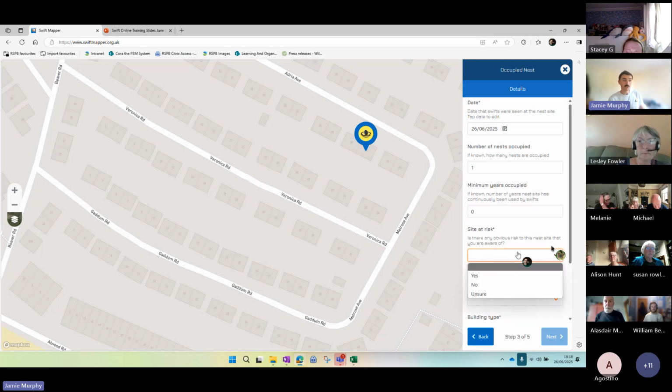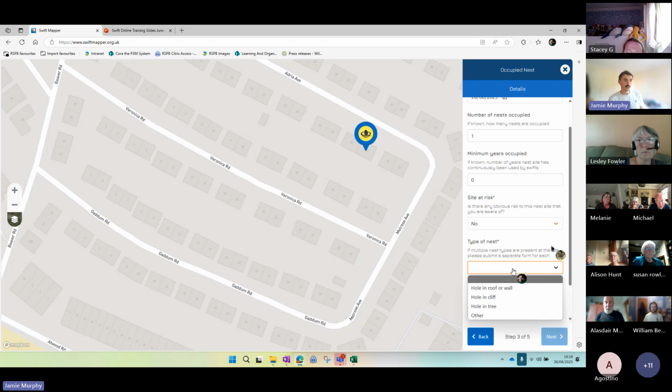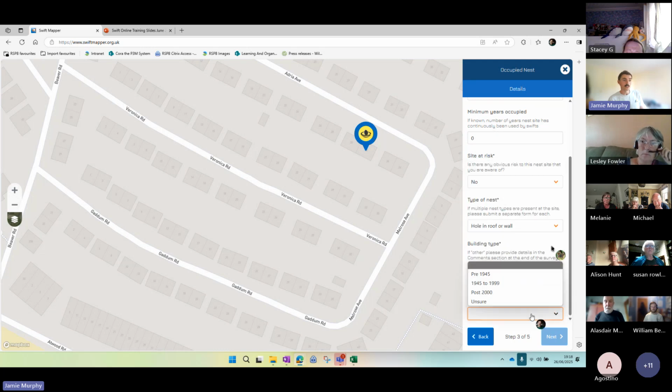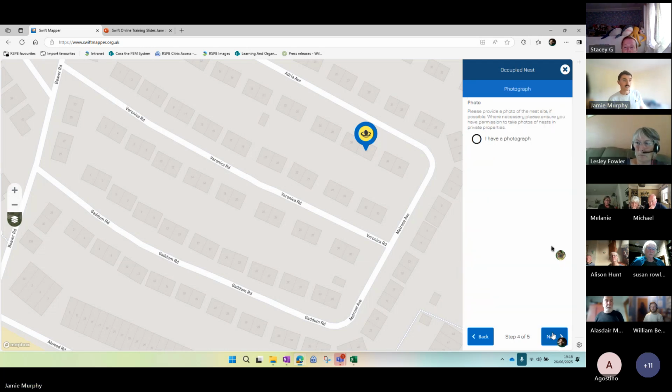It will ask you whether the site's at risk. So is there any scaffolding up or any clear building works going on? If not, you can say no. Type of nest, you're going to be looking for hole in roof or wall. And building type, it just gives you a drop-down list here. So in this case, it'd be a house. And if you know the building age, you can choose one of these categories. And if you're not sure, you can just put unsure. Again, it asks for a photograph, comments and keywords as with previous, but that's all that's required. And then you go through and submit, and then that will appear in the records on SwiftMapper.